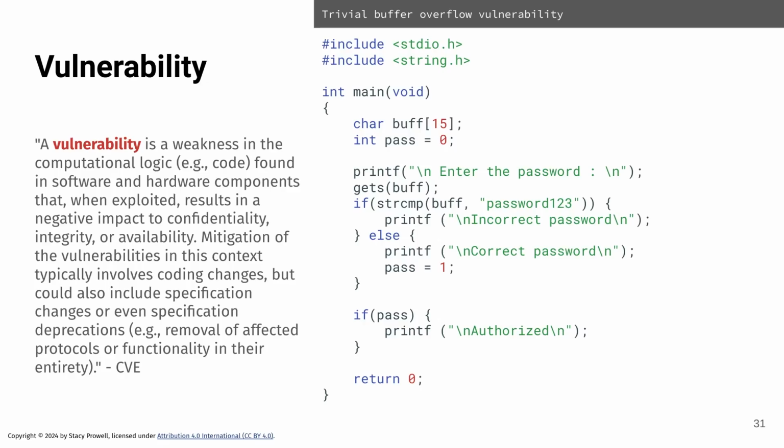What is a vulnerability? So according to the CVE, Common Vulnerability Enumeration, a vulnerability is a weakness in the computational logic found in software or hardware components that, when exploited, results in a negative impact to confidentiality, integrity, or availability. And they go on and talk about it. Okay, fine. I guess that's a fine definition. Again, very wordy. What's happening over on the right-hand side? Well, in this code, there is a buffer overflow vulnerability.